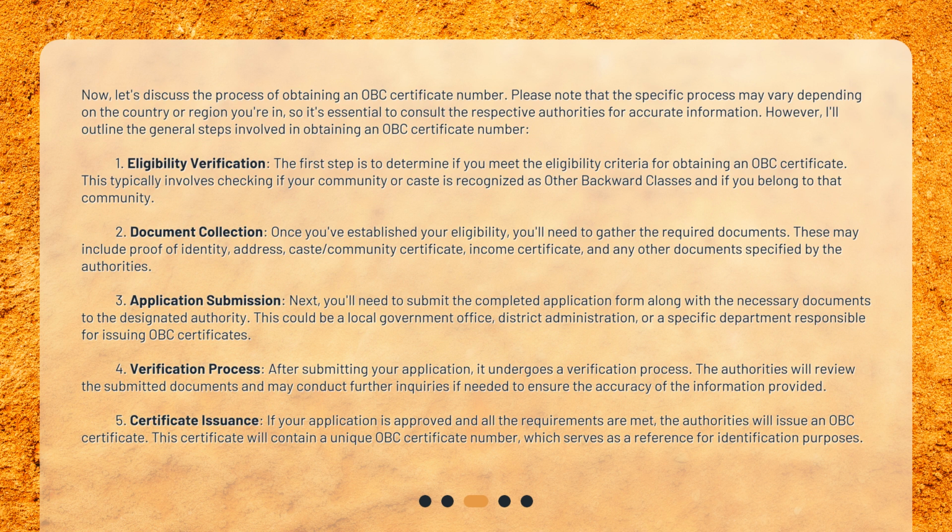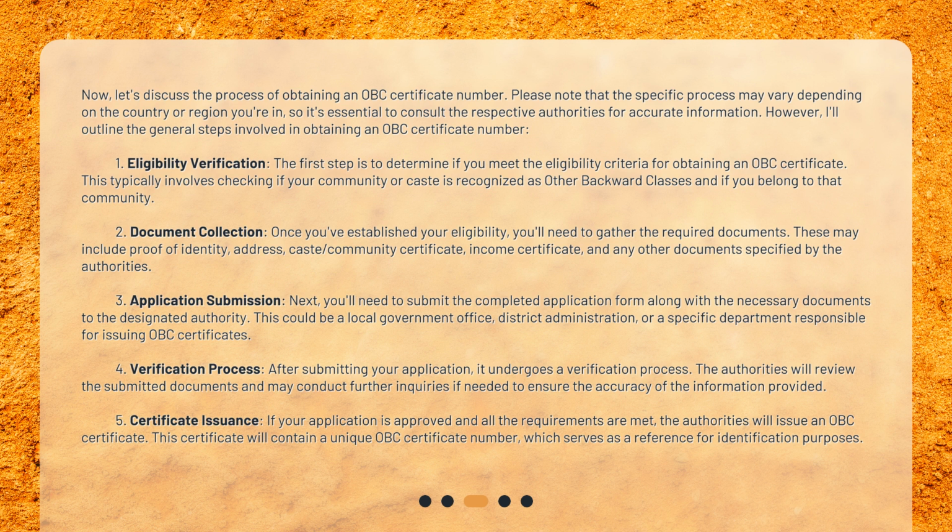3. Application submission. Next, you'll need to submit the completed application form along with the necessary documents to the designated authority. This could be a local government office, district administration, or a specific department responsible for issuing OBC certificates. 4. Verification process. After submitting your application, it undergoes a verification process. The authorities will review the submitted documents and may conduct further inquiries if needed to ensure the accuracy of the information provided.